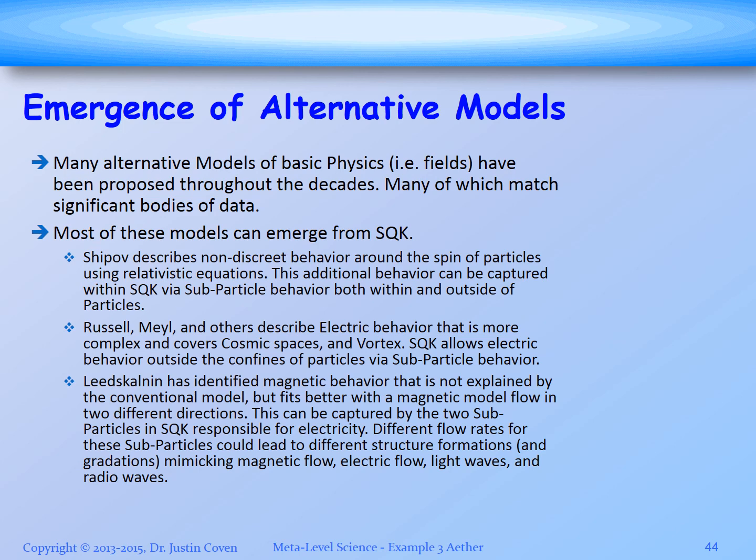Emergence of alternative models. For a model to be good, it should be able to subsume other models that have proven success in matching some data. Many alternative models of basic physics have been proposed throughout the decades, many of which match significant bodies of data. Most of these models can emerge from subquantum kinetics.